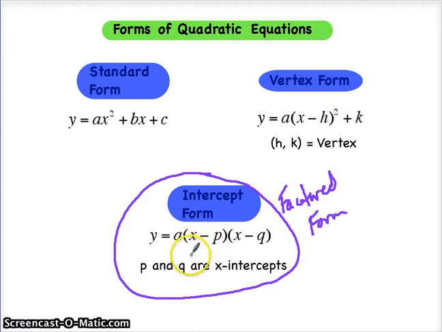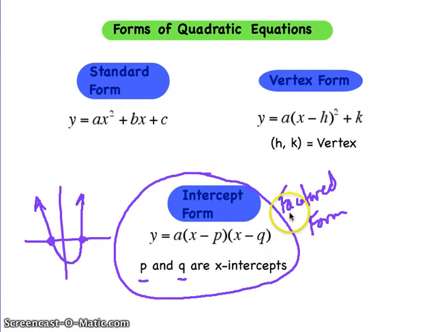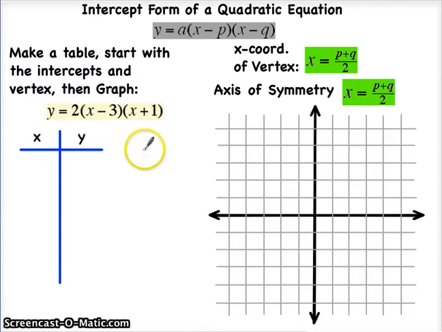In intercept form, it's helpful because you can identify very quickly and easily the x-intercepts of your graph given to you by p and q in your factored form equation. Then from there we can try to use other methods to try to find more points on our graph. But again, those two x-intercepts are fairly quick and easy to find, assuming you can be in intercept form. So let's go ahead and take a good look at a first equation here.